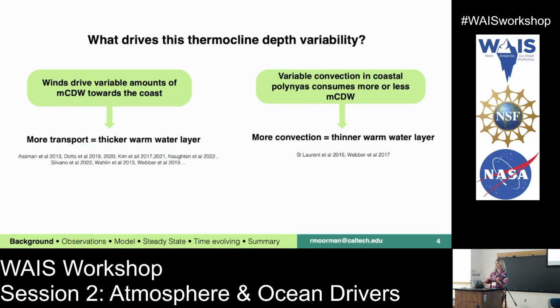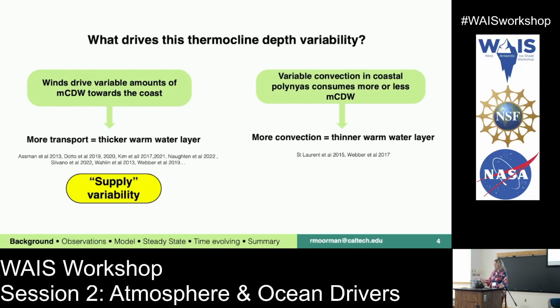So because this variation in the thickness of the warm water layer is so large and has been linked to changes in basal melt rates in the area, there's been a fair amount of work trying to figure out what drives this thermocline depth variability in front of the Dotson ice shelf. And that's been split into two main categories, one which has received a lot more attention than the other. The first being that winds drive variable amounts of warm circumpolar deep water from the off-shelf region onto the coast through various different mechanisms, but the basic idea being that there's more warm water transport towards the coast, the volume of warm water transport converges, and that thickens that warm water layer at the coast. So I like to think of this as supply variability. The amount of warm water brought to the region, or supplied to the region, is changing.